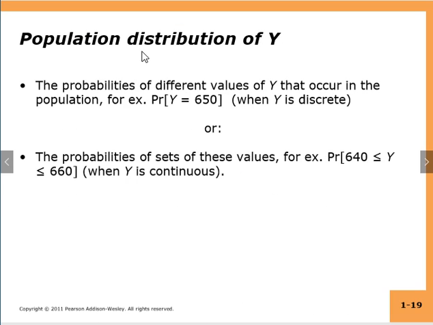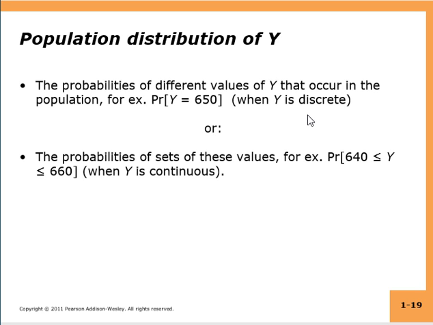Now we come to the population distribution of Y. This is a very crucial and important concept, and I want to talk about it in detail. Basically the population distribution of Y is described or defined by the probability that a particular random variable Y will take a particular value in the set of values that are possible.